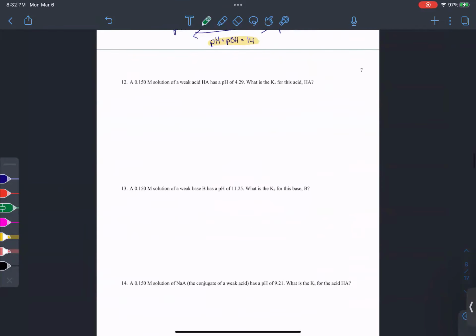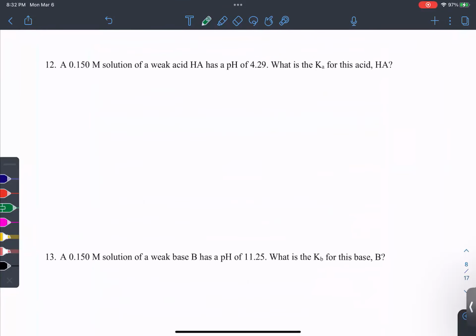Okay, so let's do all of these. This is my favorite game. Okay, so we're going to calculate some pHs, or no, we're not. We're going to inspect some weak acids and weak bases. All right, so I have a 0.15 molarity solution of a weak acid, and it has this pH. What is the Ka for this acid?